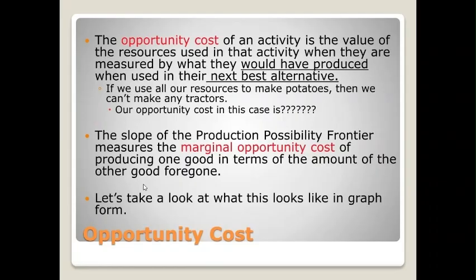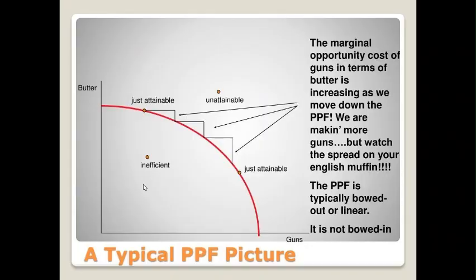The slope of the production possibility frontier measures the marginal opportunity cost, which is the sacrifice we have to make to increase the production of one good in terms of the amount of the other good that is given up. We did look at this graph. I said that in order to produce more quantities of guns, we would have to give up a quantity of butter, and that difference between what we have to give up is the marginal opportunity cost.